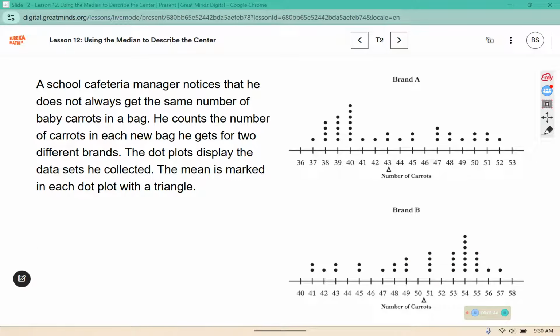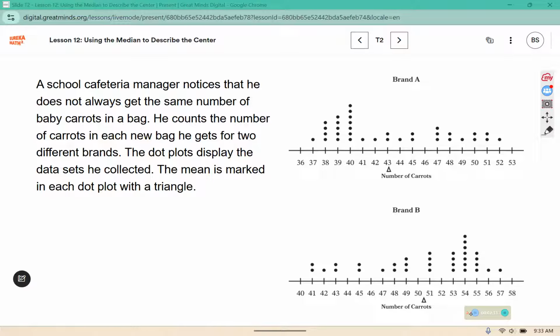A school cafeteria manager notices that he does not always get the same number of baby carrots in a bag. He counts the number of carrots in each new bag he gets for 2 different brands. The dot plots display the data sets he collected. The mean is marked in each dot plot with a triangle. Do you think that the mean is the best measurement of the typical number of carrots in a bag?